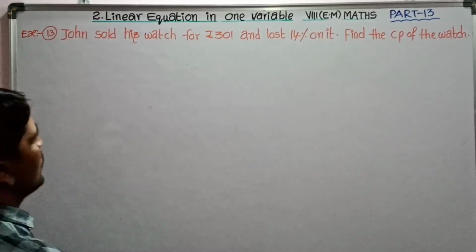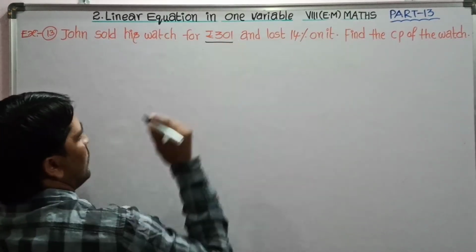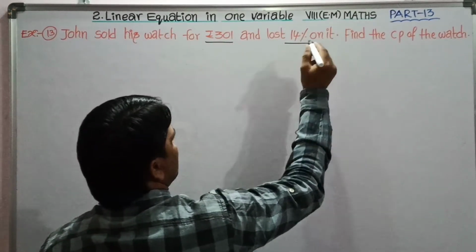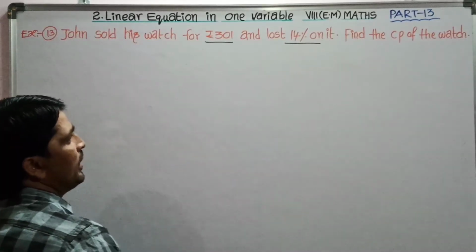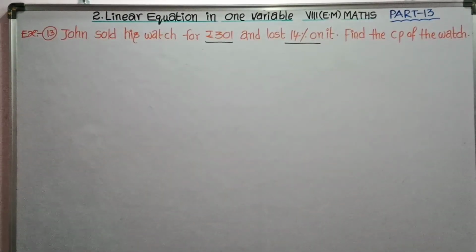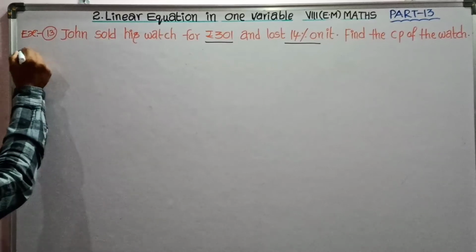John sold his watch for rupees 301 and lost 14% on it. Find the cost price of the watch. Solution.